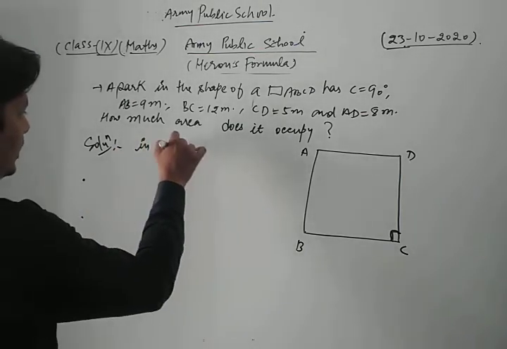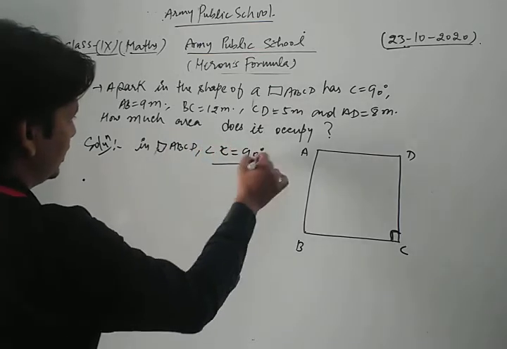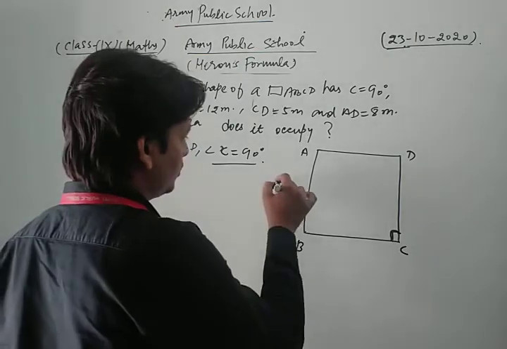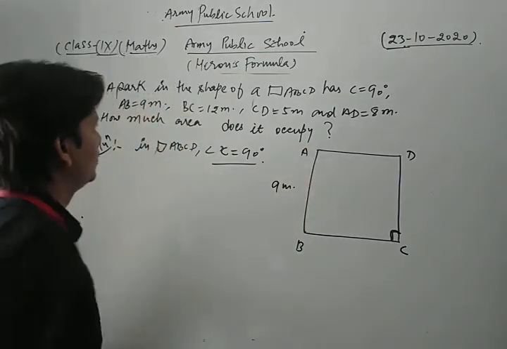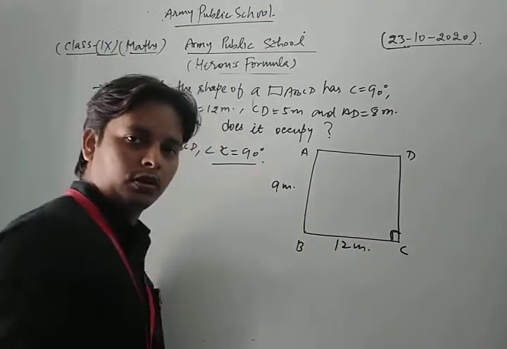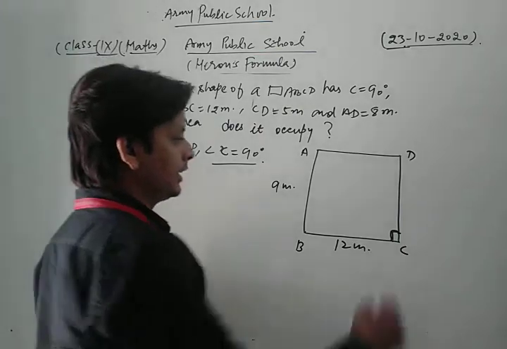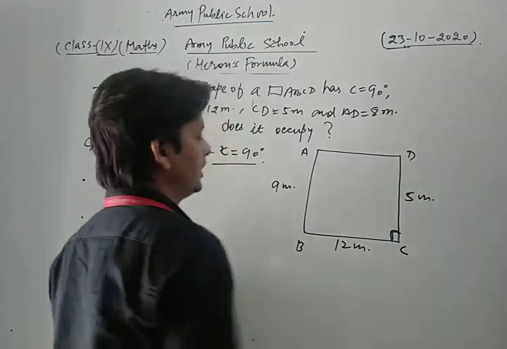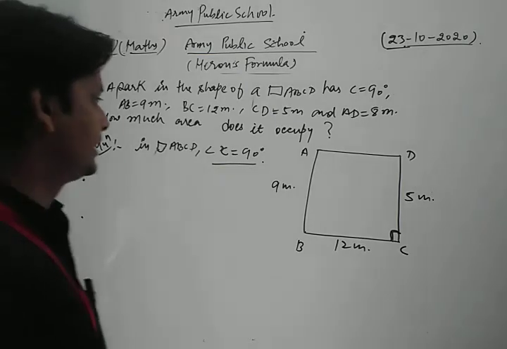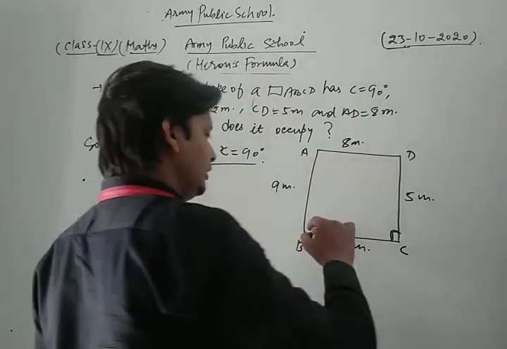In quadrilateral ABCD, angle C must be equal to 90 degrees. Now AB is equal to 9 meter; this side is equal to 9. BC is equal to 12 meter. CD is equal to 5 meter. AD is 8 meter.